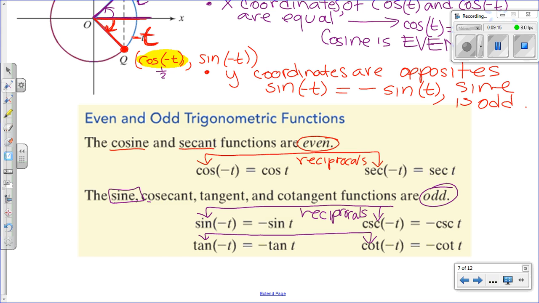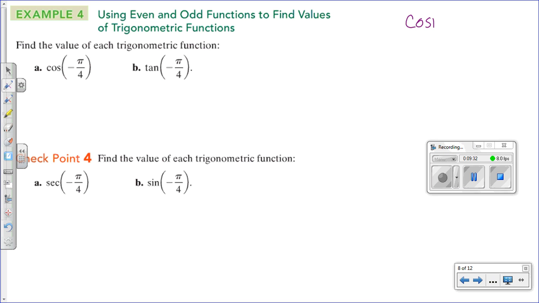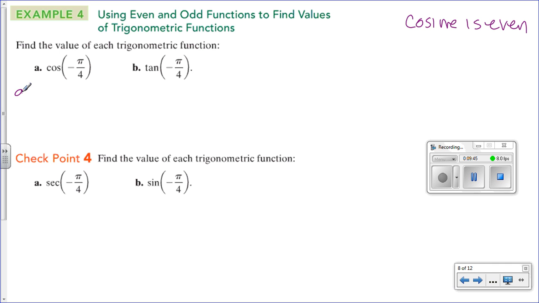All right, let's go to the next slide. So by using that notion, we're going to complete the example 4. I will do example 4, and then you guys will do checkpoint 4, okay, on your own. So we already established that cosine is even. So because cosine is even, we're going to use that to find the value of cosine of negative pi over 4. So cosine of negative pi over 4 is equal to the cosine of pi over 4.